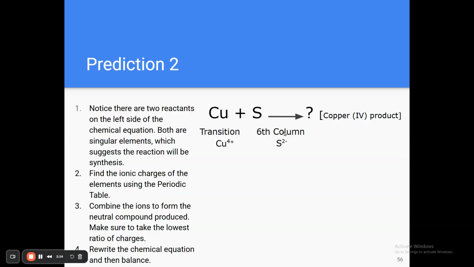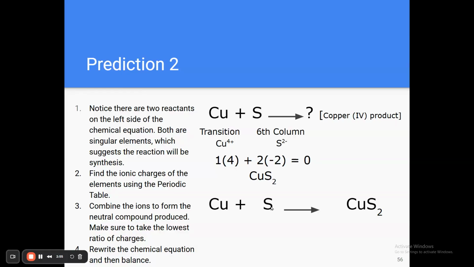Again, sulfur is in the 6th column, so it's got 6 valence electrons. It wants 2 more to be satisfied in its full shell, so 2-. Again, think about 4+ and 2-. How do those balance? Well, it can't be one of each, so we need to double the sulfur to balance the copper. So again, 1 copper at charge of 4 plus 2 sulfurs at charge -2, that will balance to 0. Again, we do not write the charges in the compound, we simply just write the subscript of how many are bonded. So our copper plus sulfur gives you copper sulfide.